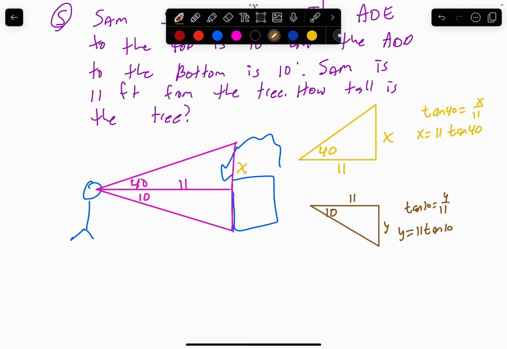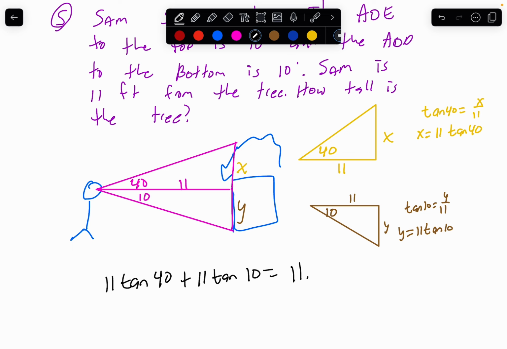Okay, so now how do we get the height of the tree? Well, if we add those two parts together, x plus y, we would have the height. So that would be 11 tan 40, the part from his eyes up, plus 11 tan 10, the section from his eye level down. 11 tan 40 plus 11 tan 10. Add those together, get 11. Ooh, this is one people will mess up. It's 11.170 if you want to get full credit. If you leave it as just 11.7, I would take off a point.